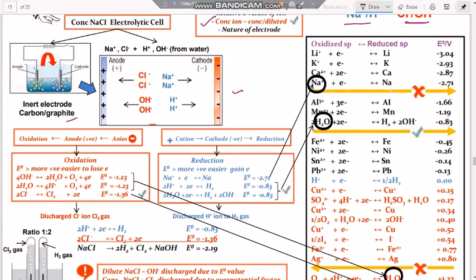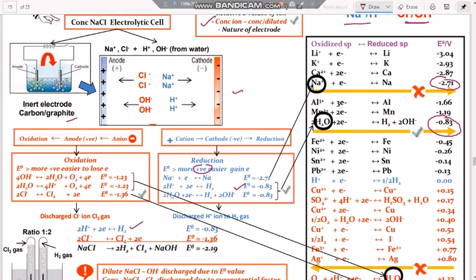Sodium's reduction potential value is minus 2.71, whereas water is minus 0.83. When we take this, the more positive one easily gains the electrons. That means between Na plus and H plus, the discharge potential of H plus ion is more. That is why hydrogen gas will definitely be liberated at the cathode in this reaction.